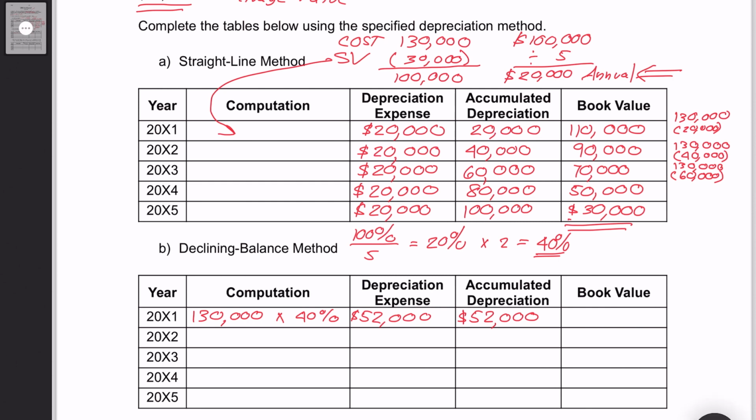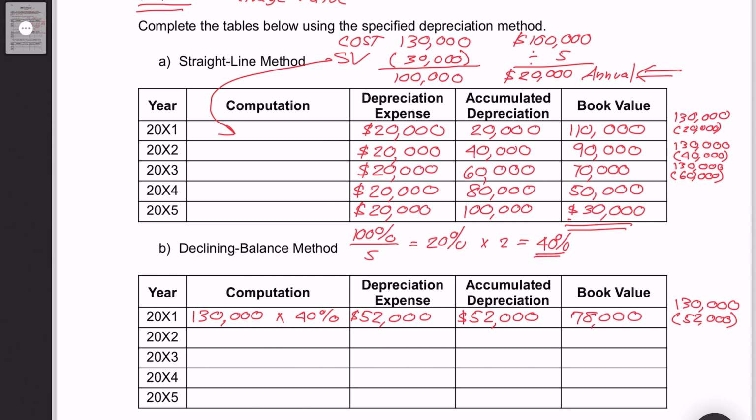Now to do our book value, we start with our $130,000 historical cost. We subtract out the accumulated depreciation of $52,000. And we end up with a book value of $78,000.